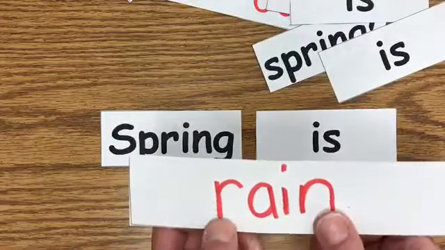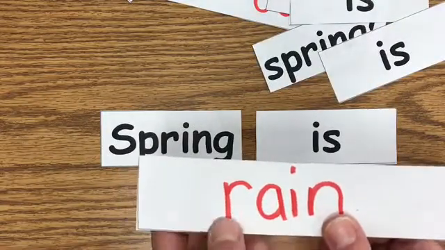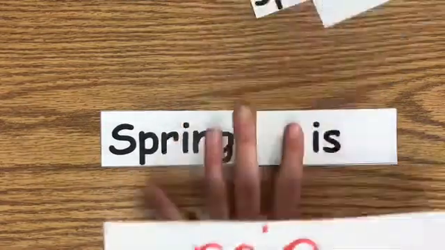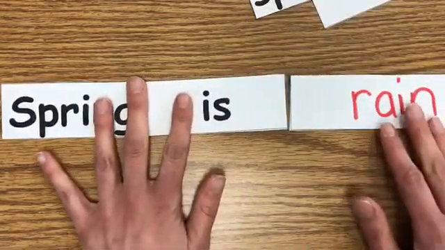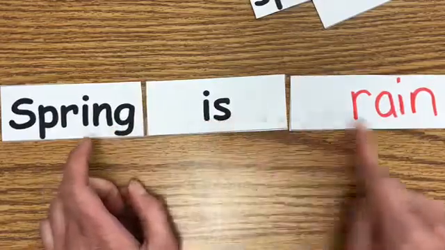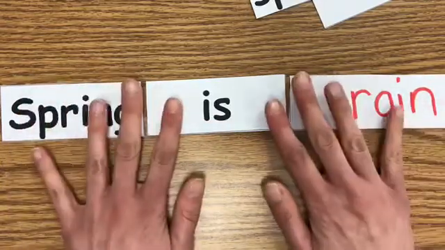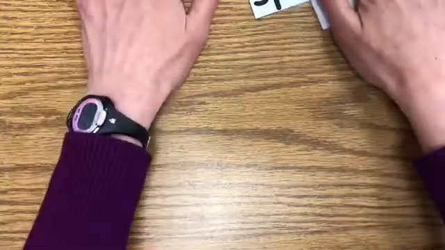Does rain start with an R? Yes. Rain. I used my sound that I know to spell that word. Spring is rain. I did my first sentence. So I'm going to move this sentence to the side, and I'm going to start the second sentence.